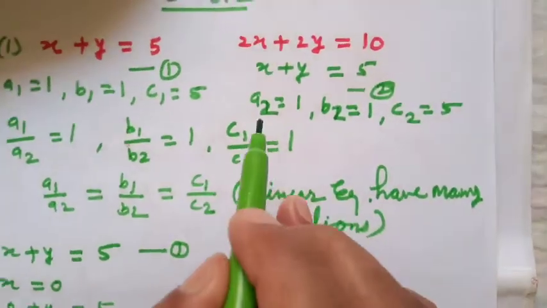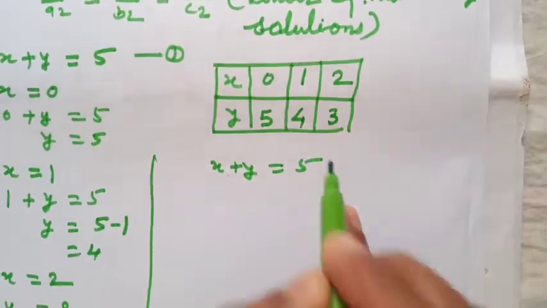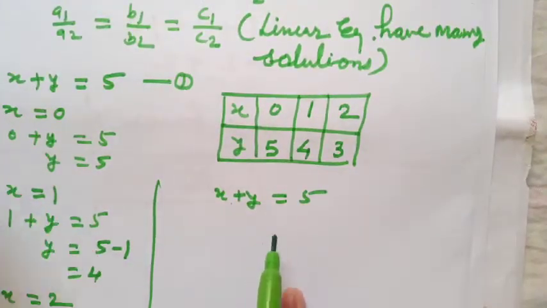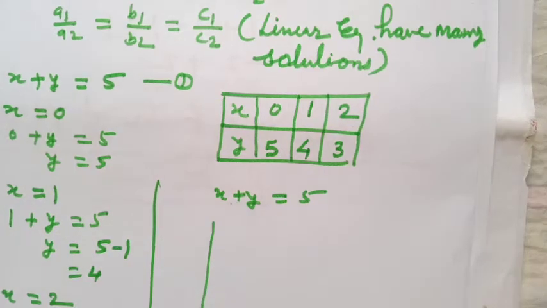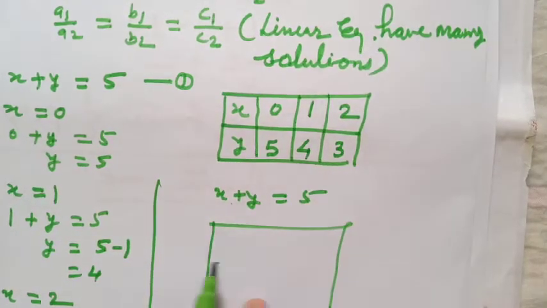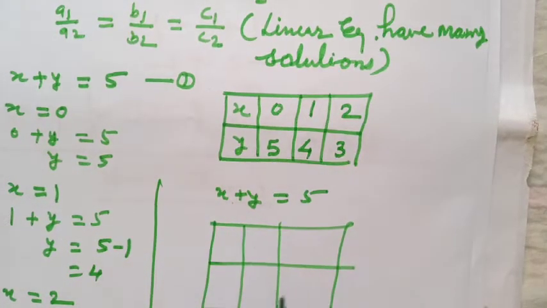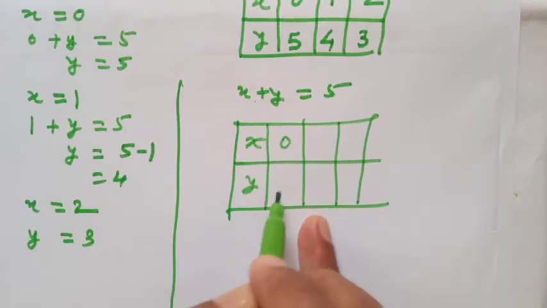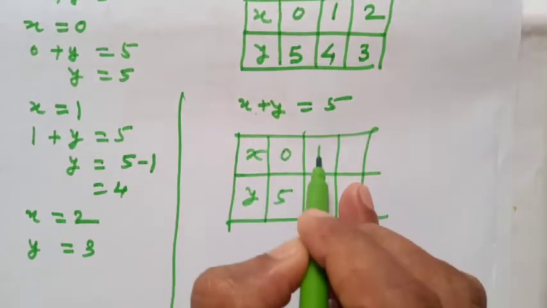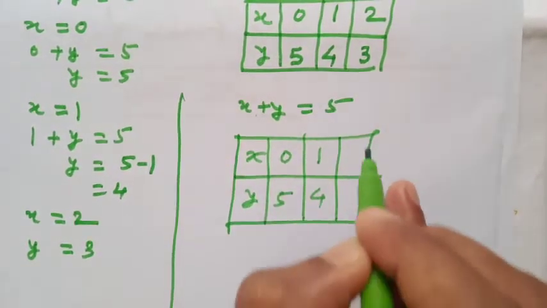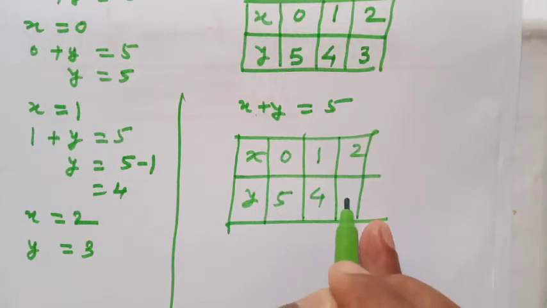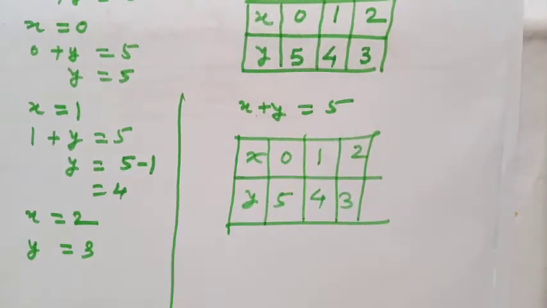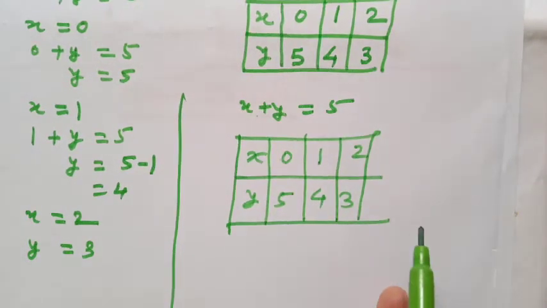Our second equation is the same, x plus y is equal to 5. So for that linear equation, our coordinates will be the same. It means x and y: x is equal to 0, y will be 5. X is equal to 1, y will be 4. X is equal to 2, y is equal to 3. Clear? Because the linear equations are the same.